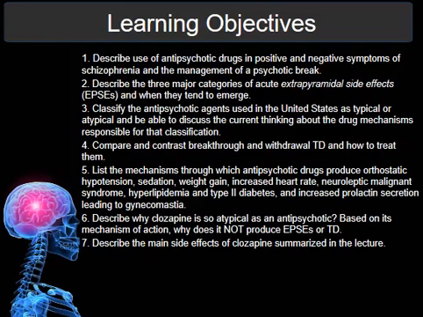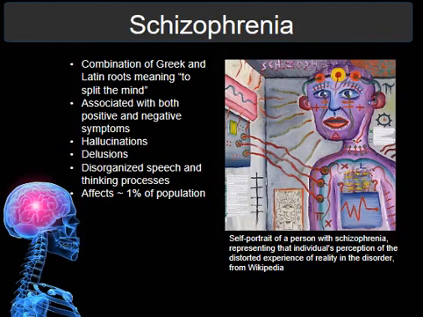So learning objectives are here. And just a brief overview of schizophrenia. It's really a combination of Greek and Latin roots, meaning to split the mind. And we can see both positive and negative symptoms. And within that division, we can see hallucinations, delusions, and disorganized speech.